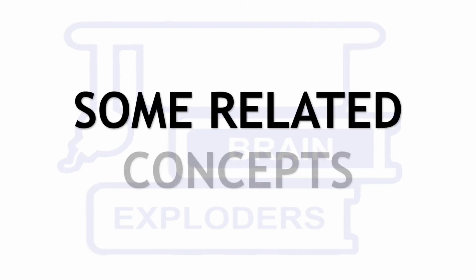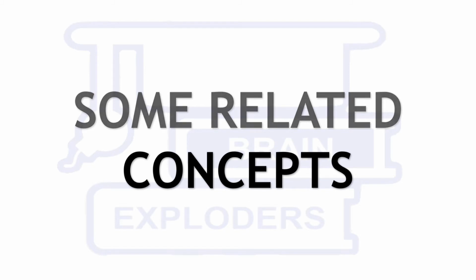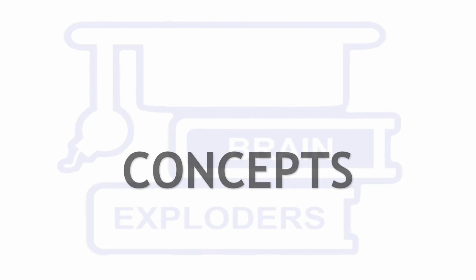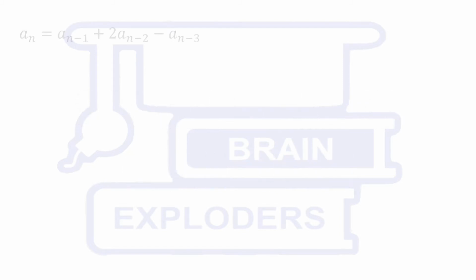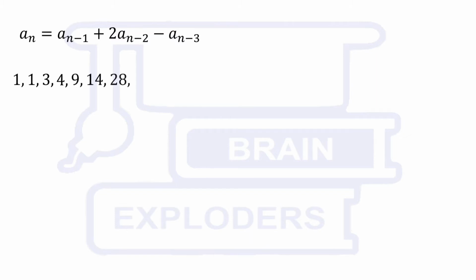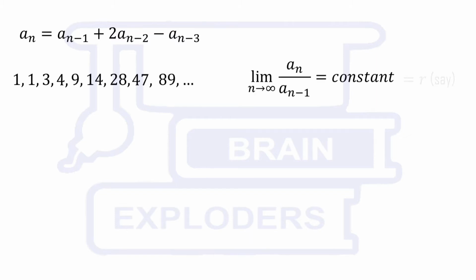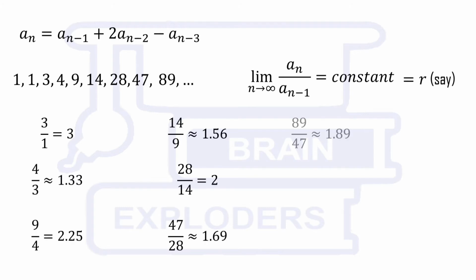Here are some concepts related to this progression. In this progression or in any such progression in which terms are related to some finite number of previous terms, ratio of consecutive terms tends to a constant value as n tends to infinity. These are some ratios of consecutive terms. Observe them. They are increasing and decreasing, but they are oscillating about a value nearly equal to 1.8. And as the n is increasing, their value is going more closer to 1.8.